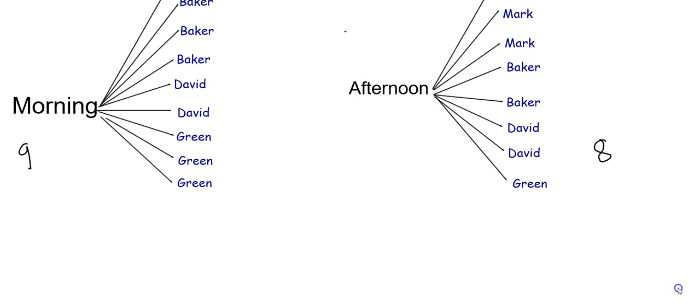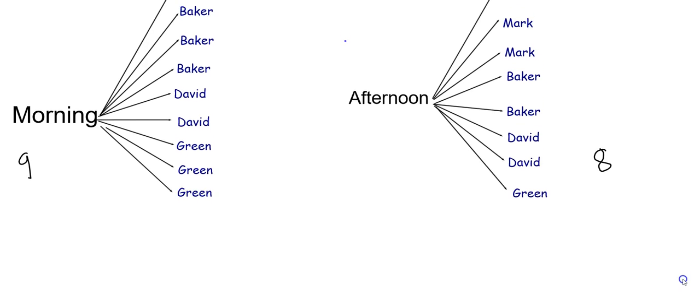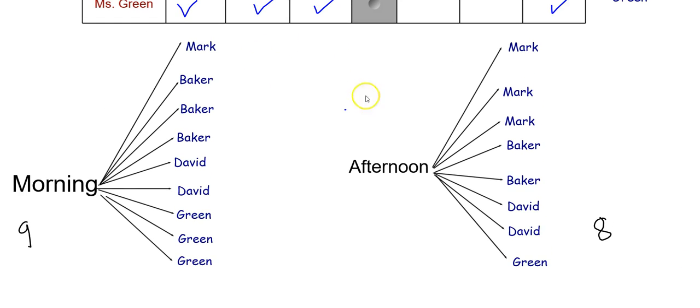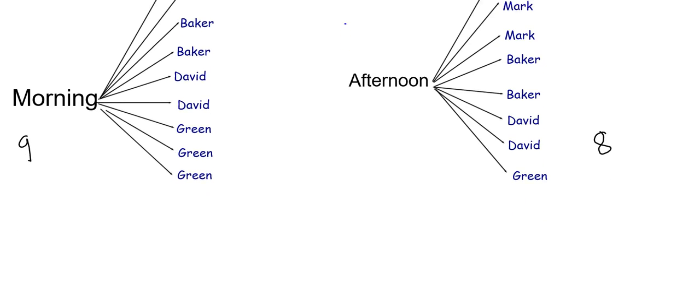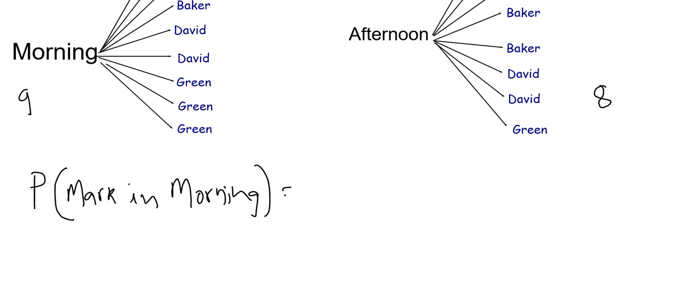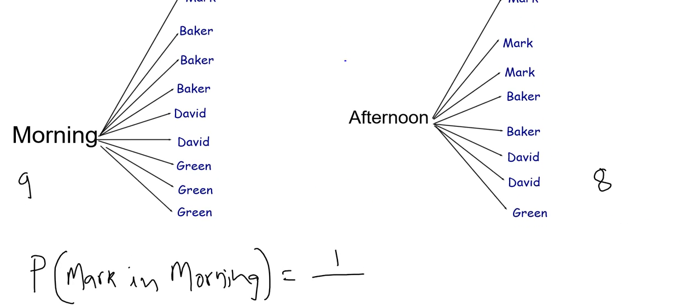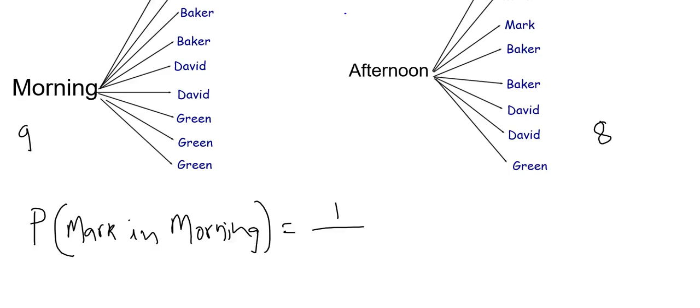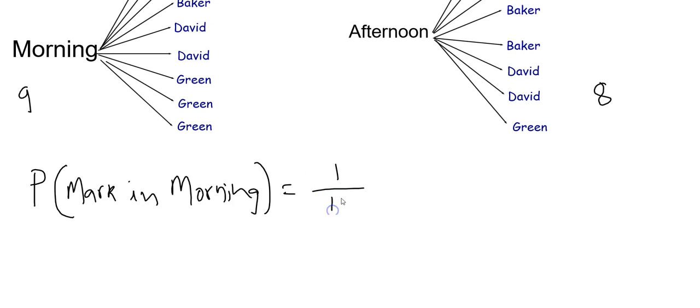Now, if I want to find the probability that Mr. Mark is teaching the morning session of that computer science class, the probability of Mr. Mark in the morning is equal to 1, since he has just one class there. So 1 out of the total, that is 17.